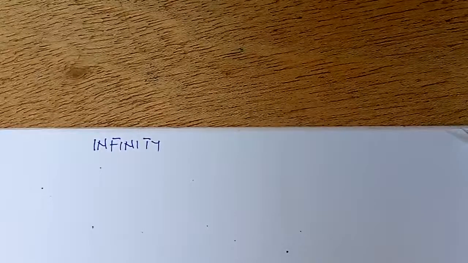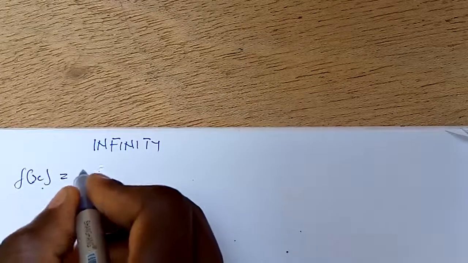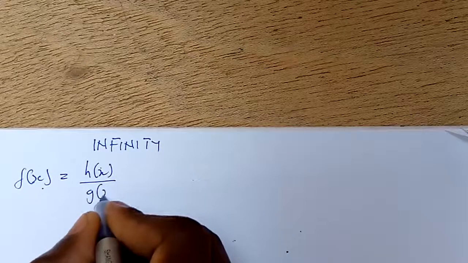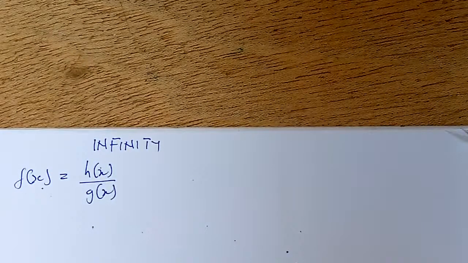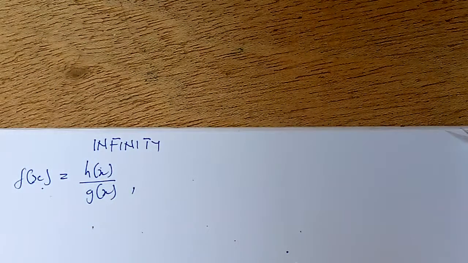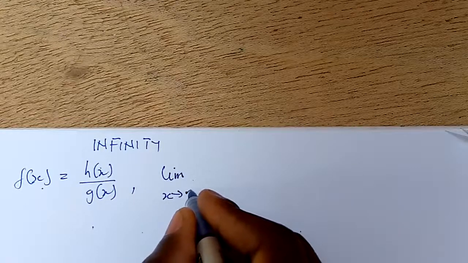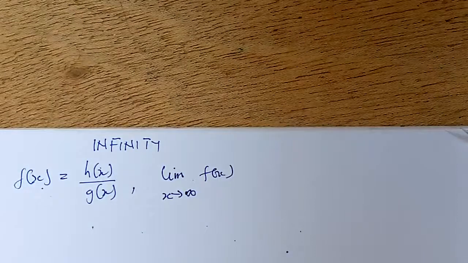Okay, so we are tackling this topic on limiting a function, and then we are on infinity. Given that a rational function f of x is equal to, let's say, h of x over g of x, the limit as x approaches infinity is written this way. So the limit as x approaches infinity, this is how we write it.